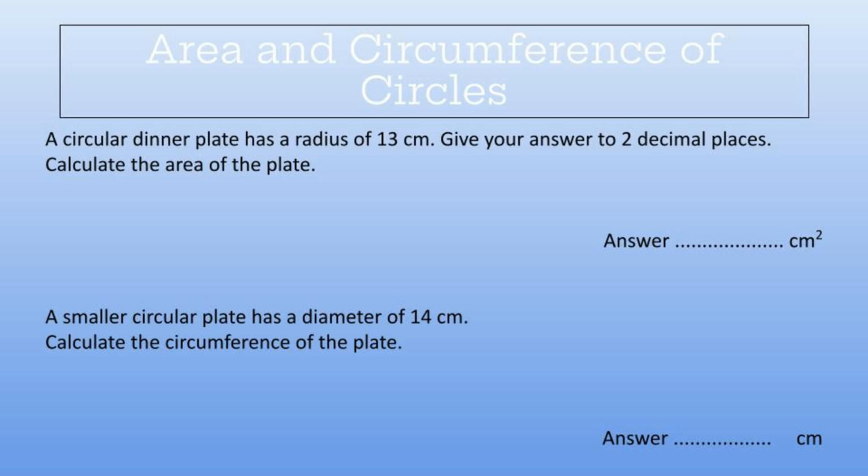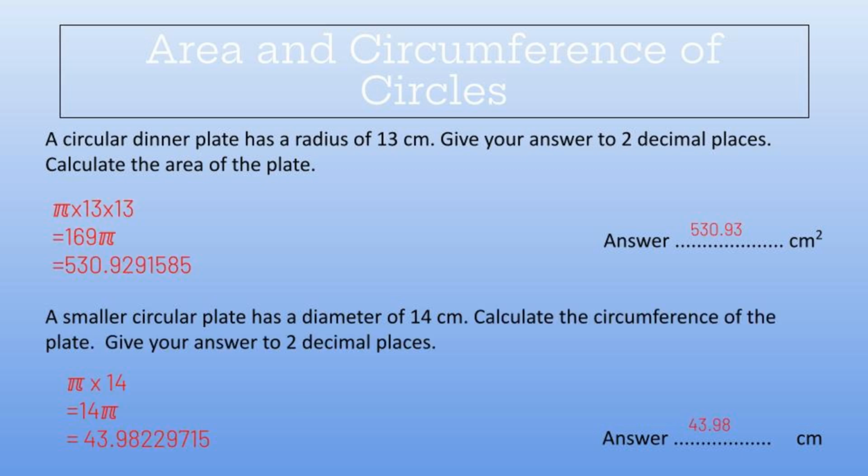Here are two questions. The first question asks to calculate the area of a dinner plate with the radius of 13 centimeters. The second question asks you to find the circumference of a circular plate with a diameter of 14. Remember to round your final answer to the second decimal place. Pause and have a go.